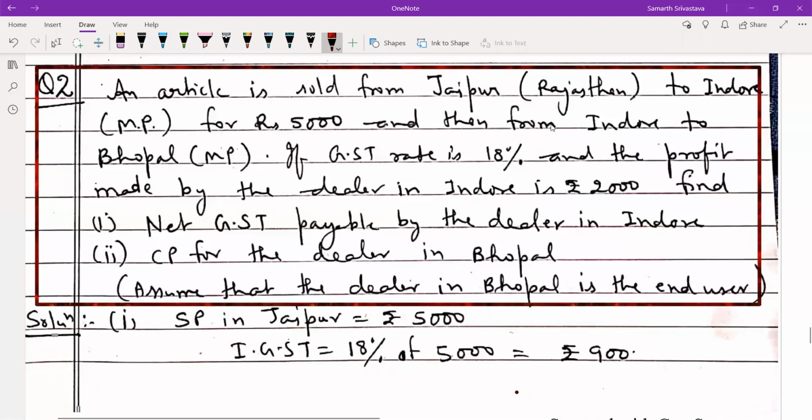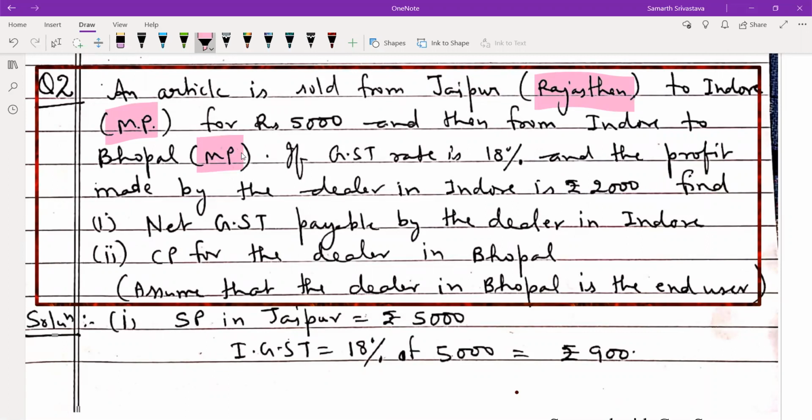We stopped on question number 2. Again, we will discuss that an article is sold from Jaipur, that is Rajasthan, to Indore, that is MP, for rupees 5,000, and then from Indore to Bhopal, and Bhopal is in MP. If the GST rate is 18% and the profit made by the dealer in Indore is rupees 2,000, fine.